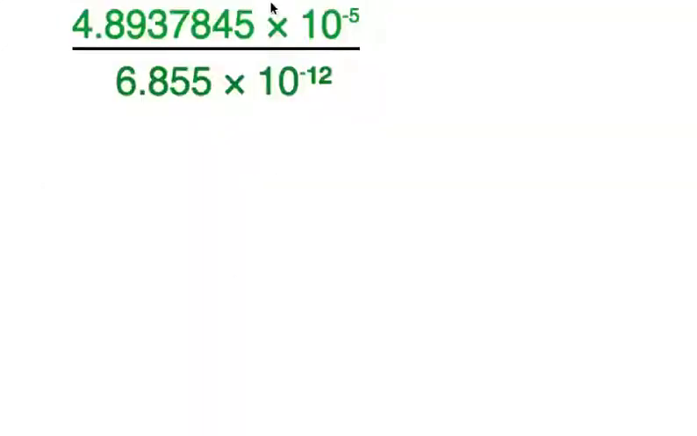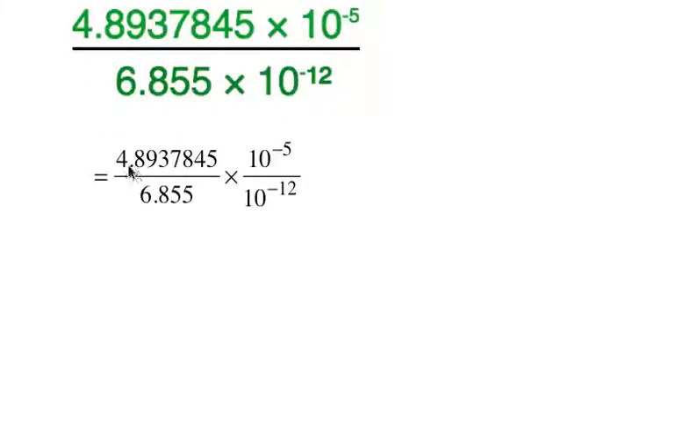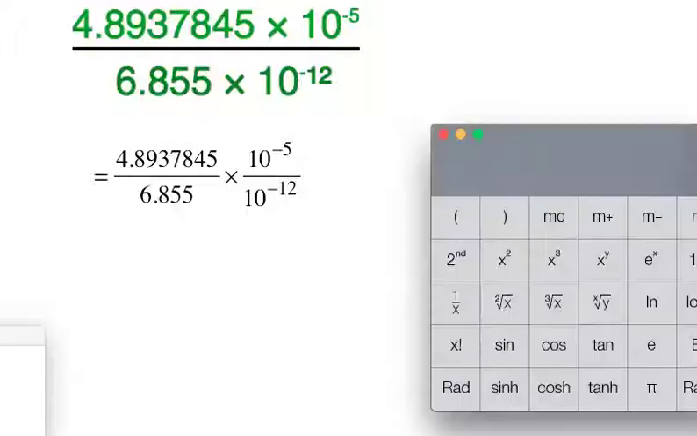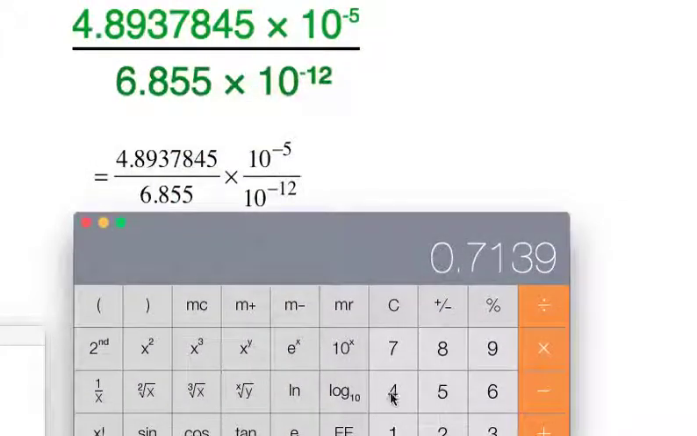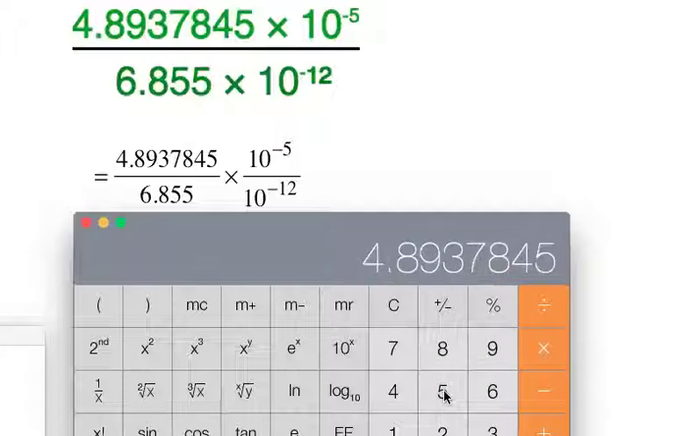So the first thing I'm going to do is split this up. I'm going to divide the number parts, and then I'm going to divide the powers of 10. Just like that. So I have 4.8937845 divided by 6.855, and I'm going to do that on my handy-dandy calculating machine. 4.8937845 divided by 6.855 is equal to 0.7139.